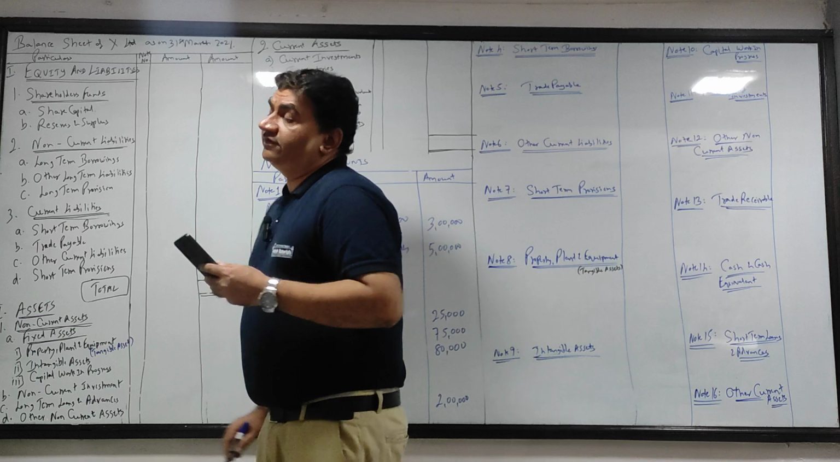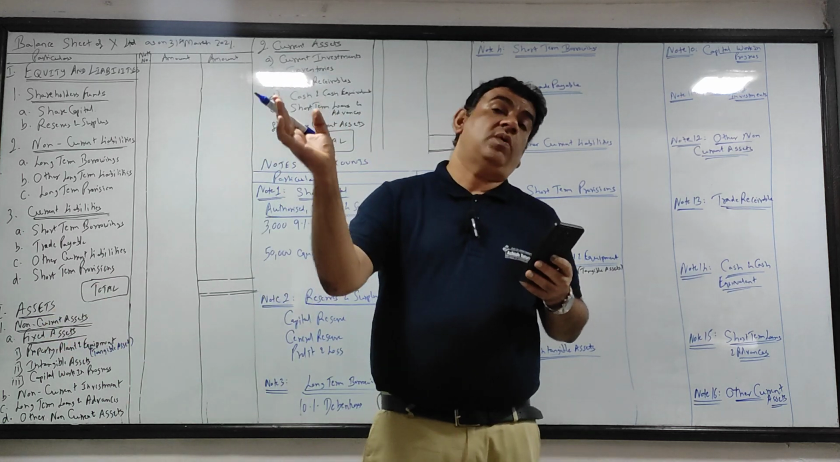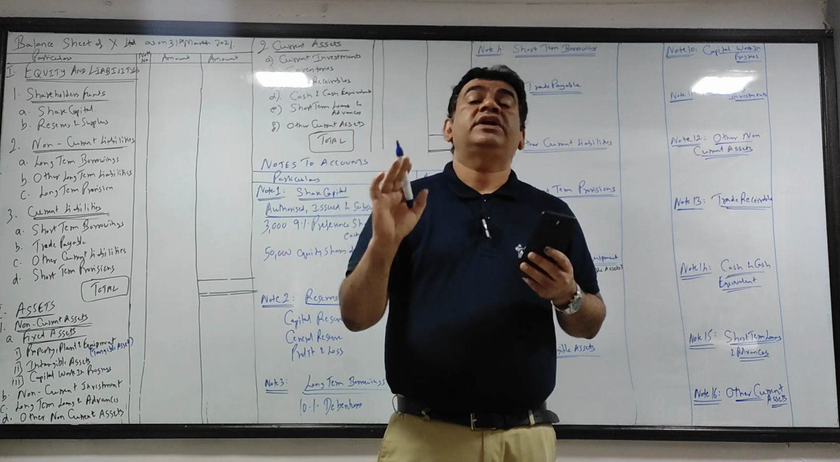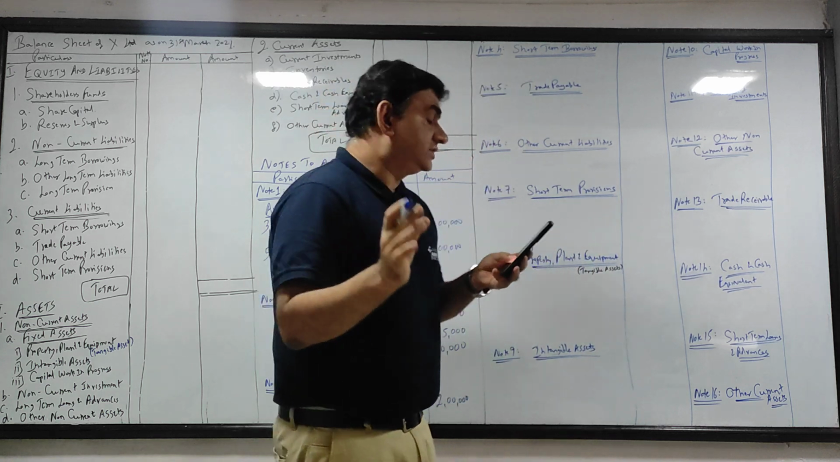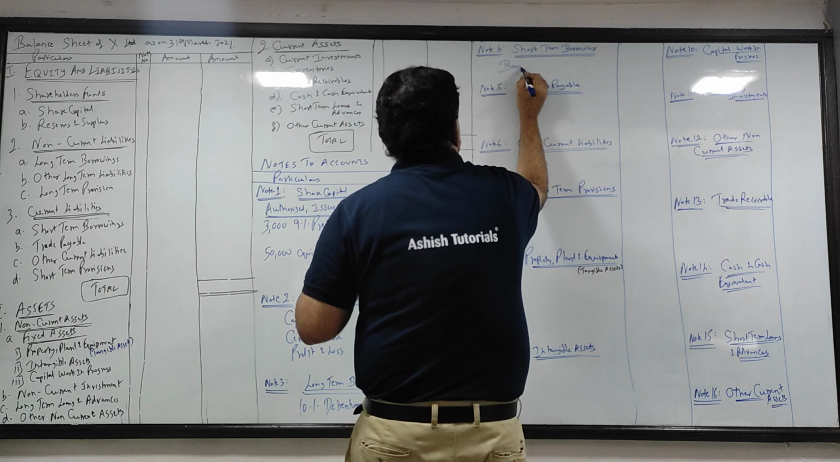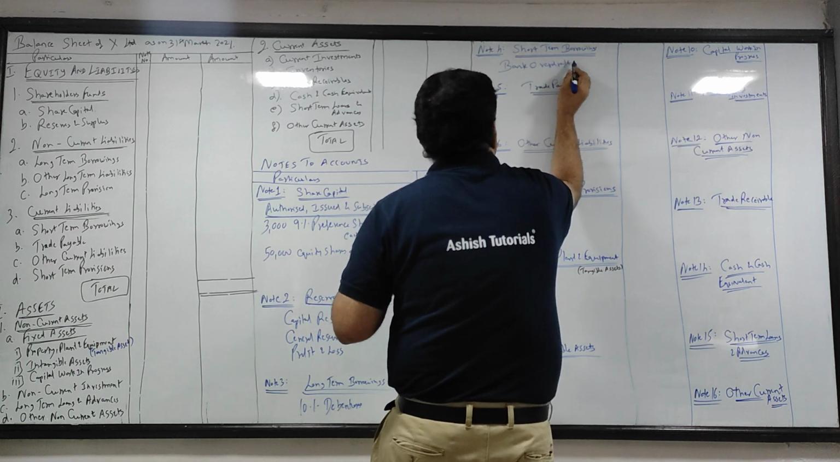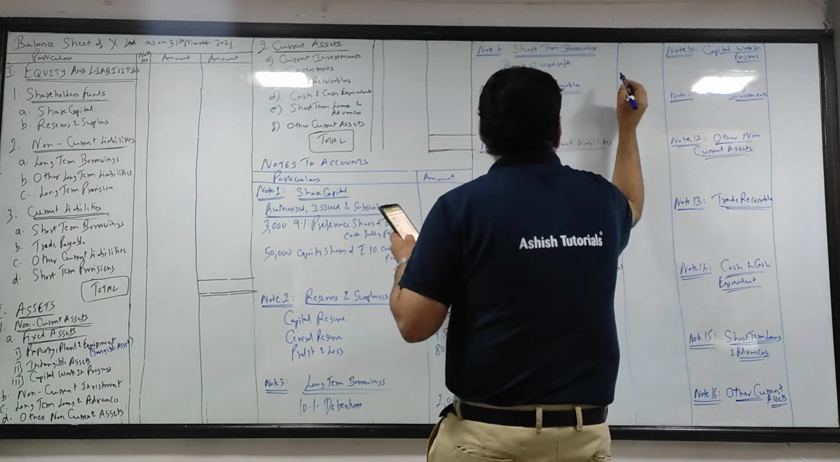Bank overdraft is a part of short term liabilities, which is in the form of loan. Therefore, we put it under the head short term borrowings. So next note, short term borrowings, there's only one item, that is bank overdraft. How much is the bank overdraft?